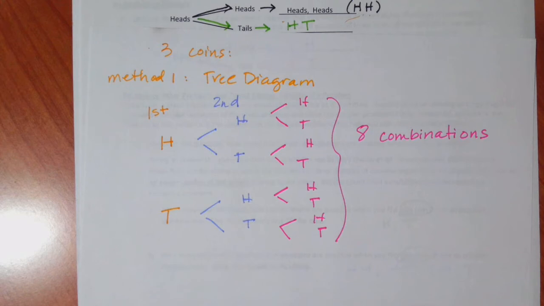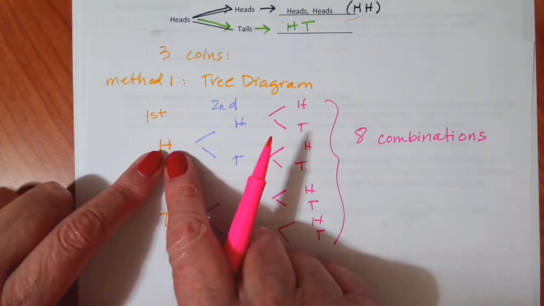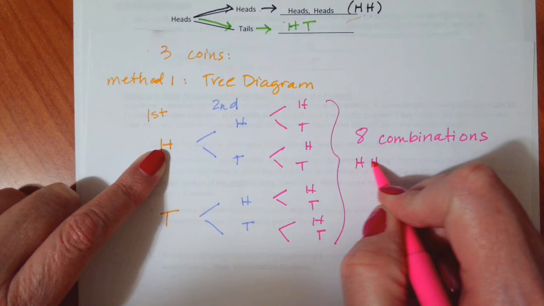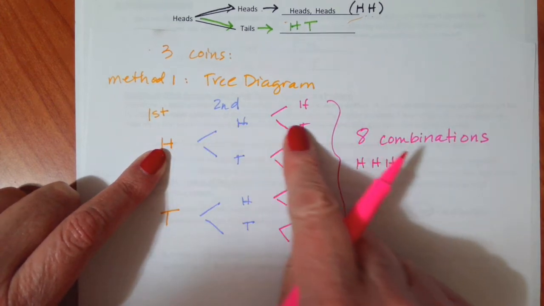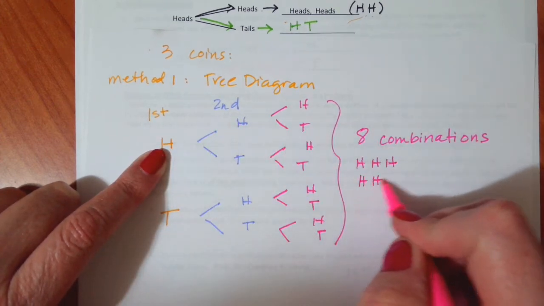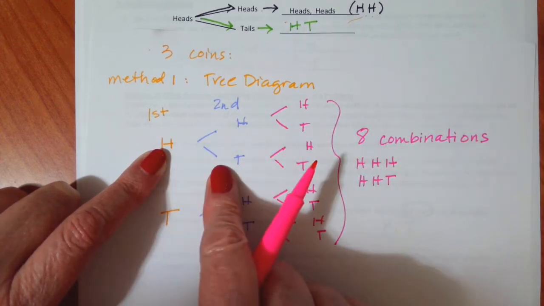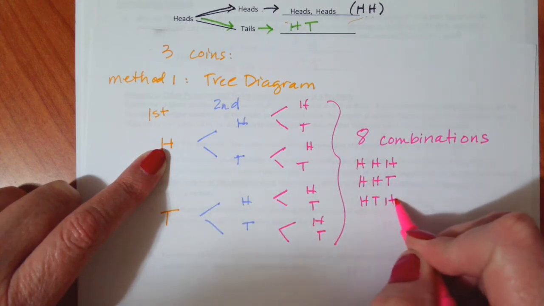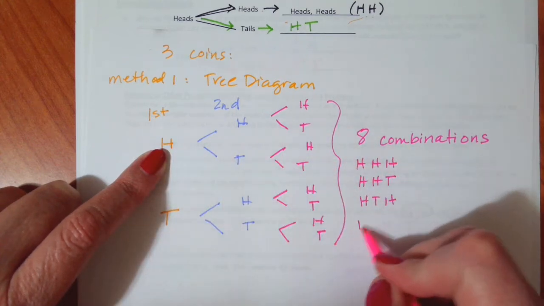If I just follow each branch of this, I can start here and go head, head, head, head, head, tail, head, tail, head, and head, tail, tail.